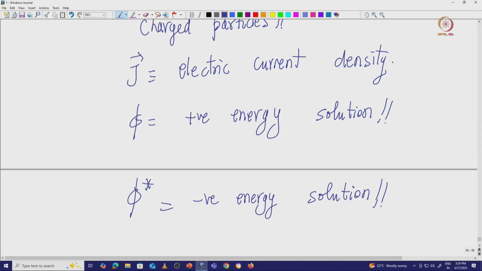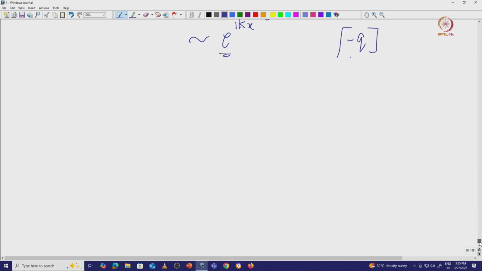As in phi is e power i kx, and phi star would become e power minus i kx. So the negative energy particle would be e power i kx essentially. So plane wave. Now if phi contains an electric charge q, then phi star would contain minus q electric charge.